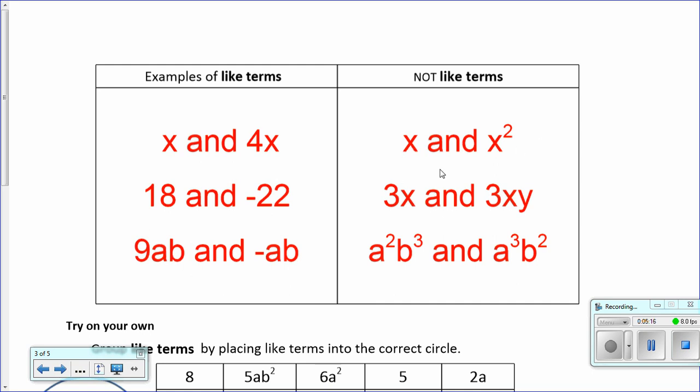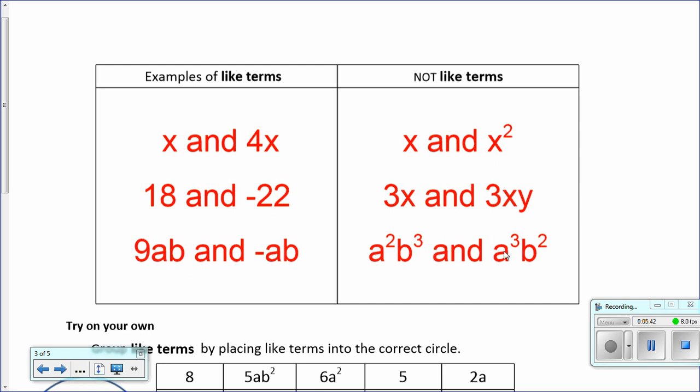Non-like terms are x and x squared, because even though they're the same letter, they don't have the same exponent. This one has a 2, this one doesn't have an exponent. 3x and 3xy, they have the same number and they both have x, but they don't both have the xy. You need the xy. And a squared b cubed and a cubed b squared, they have the same letters, they have the same exponents, but not on the right letters.